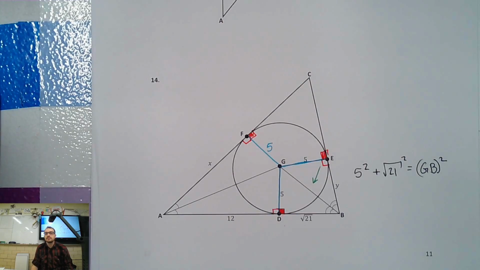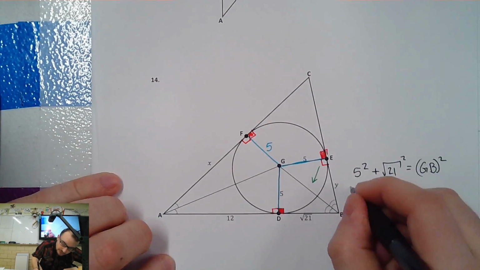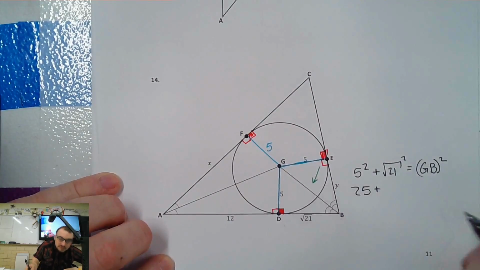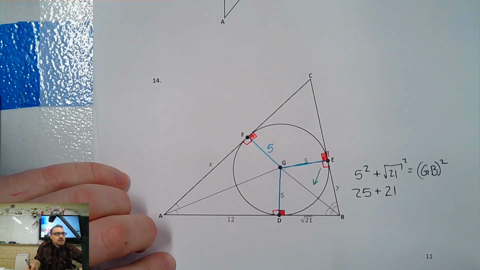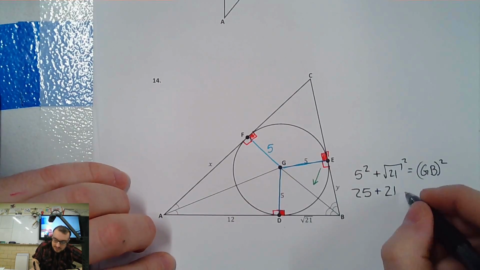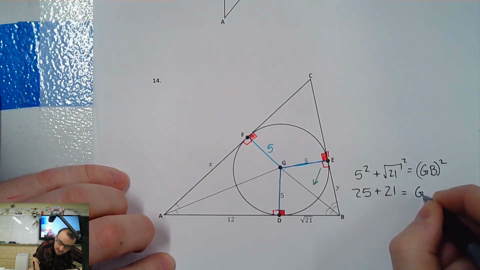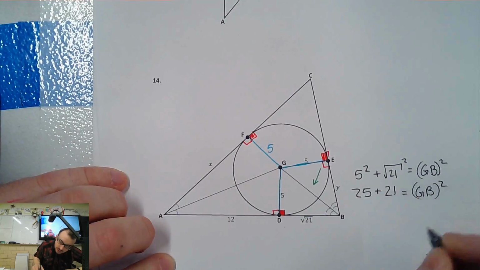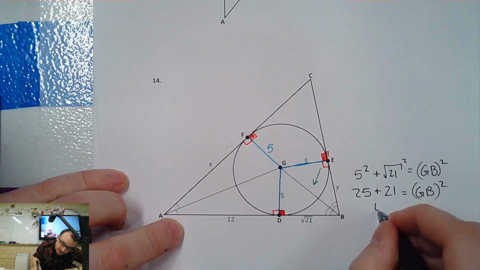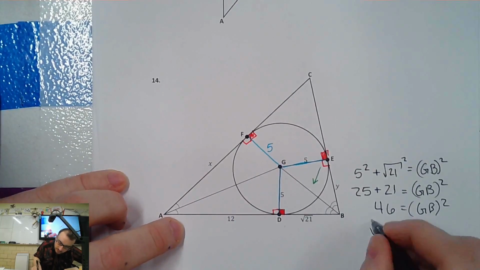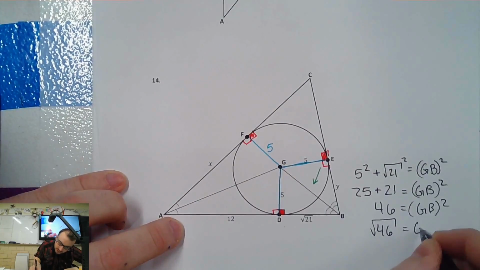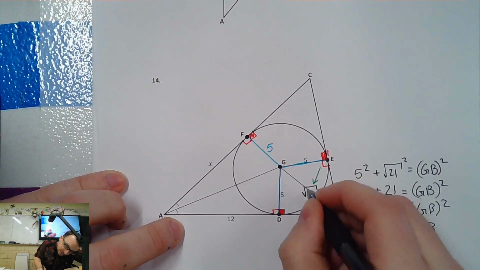So far, so good? All right. 5 squared is 25. What's root 21 squared? 21. That's it. Roots and squares cancel. What's 25 plus 21? So GB must be whatever the root of 46 is. Sounds like a fun place to drive. So this right here is root 46.